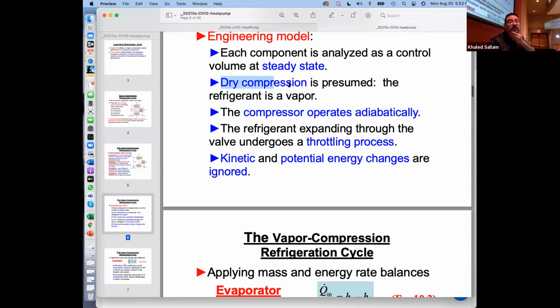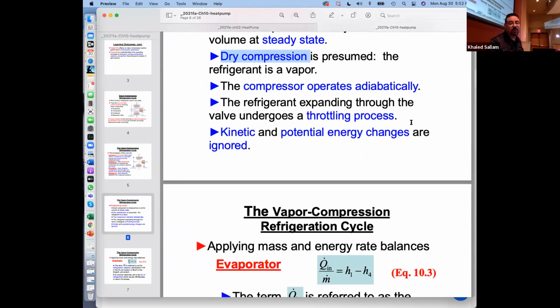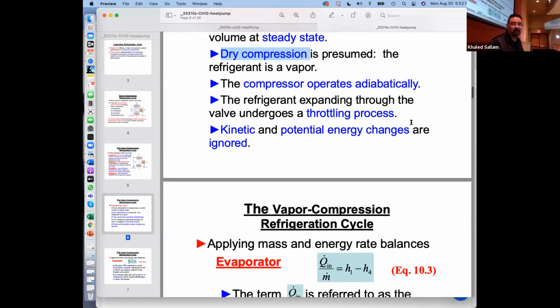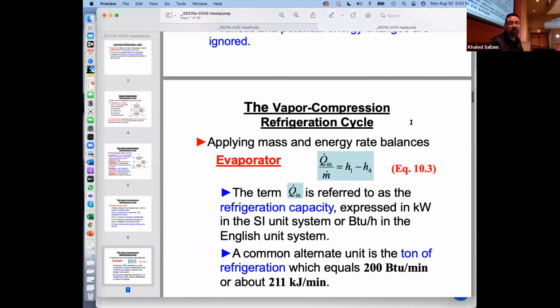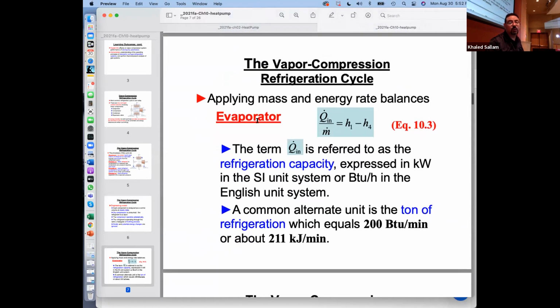So dry compression. What's dry compression? You leave the evaporator saturated or even superheated so that the compressor does not deal with liquids. And the compressor is adiabatic for sure, isentropic, amazing, isothermal if we can, the dream, right?